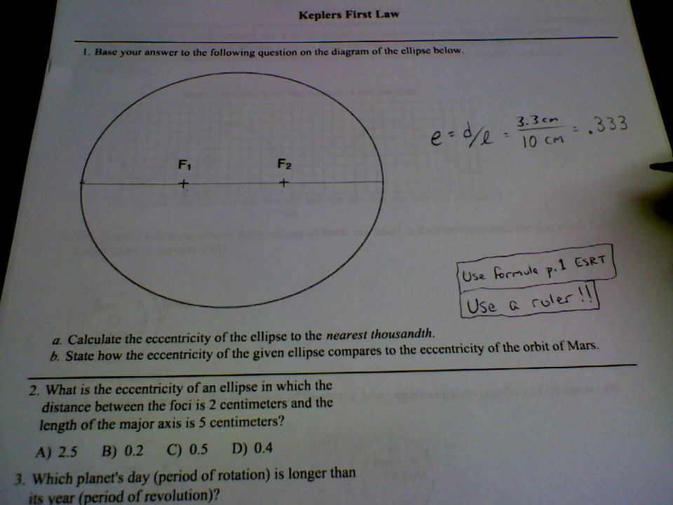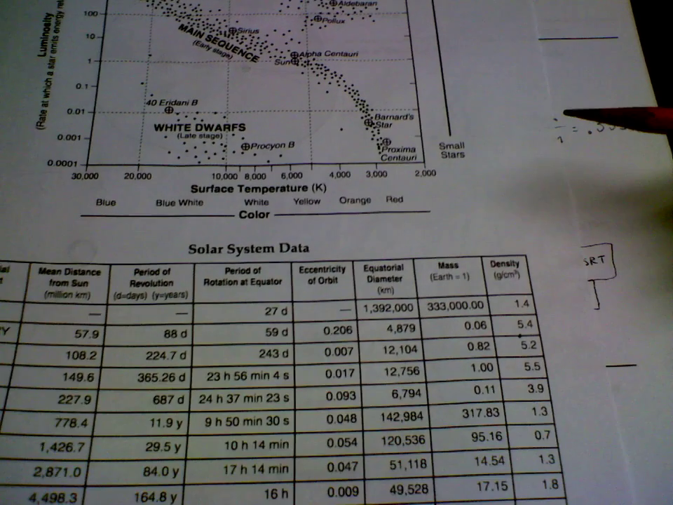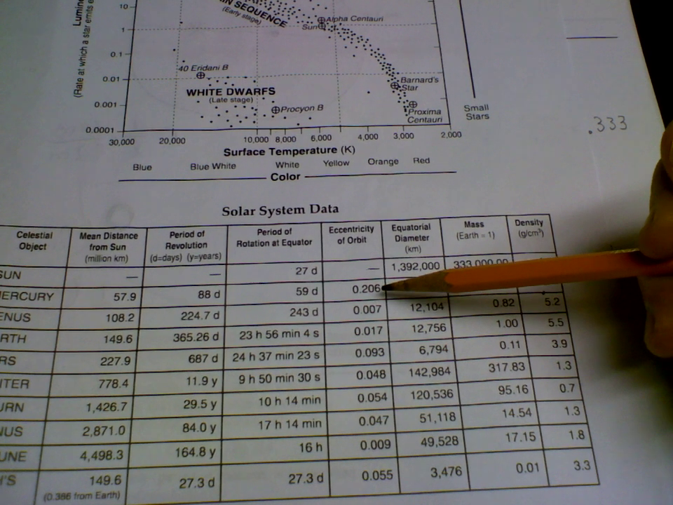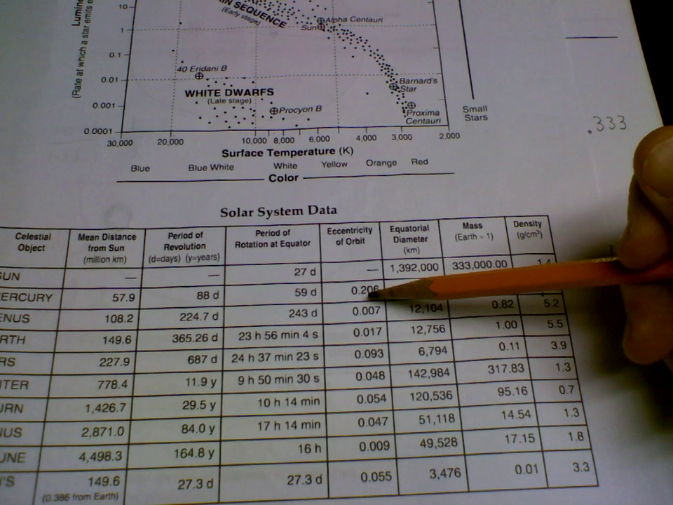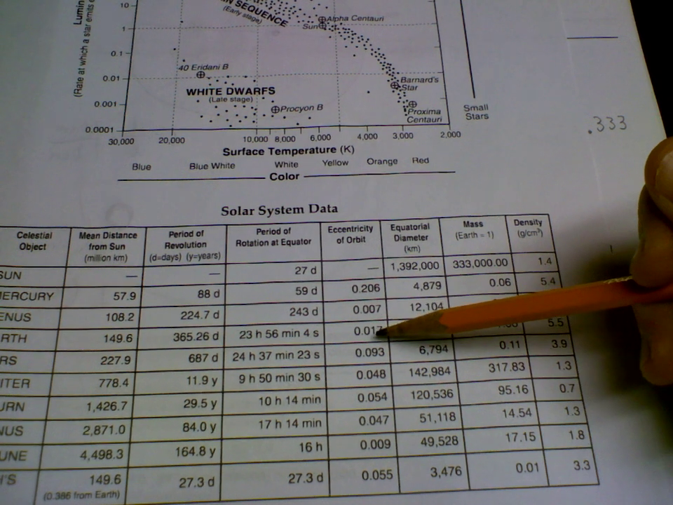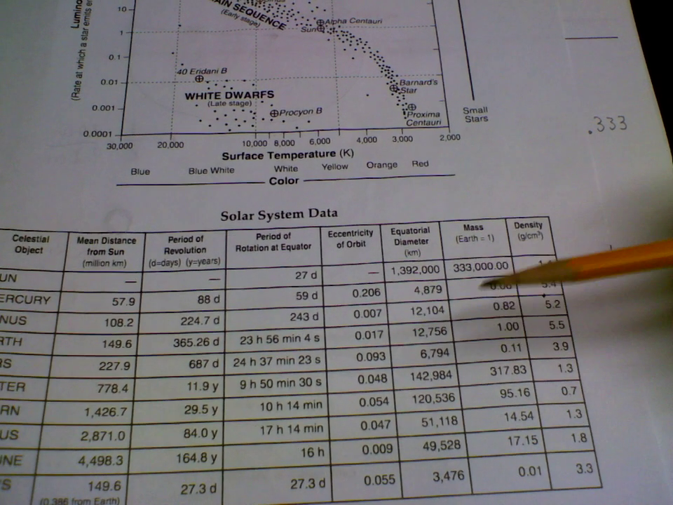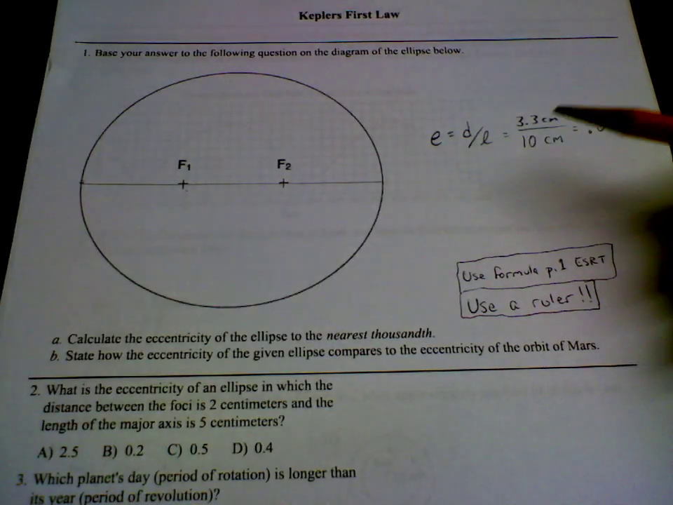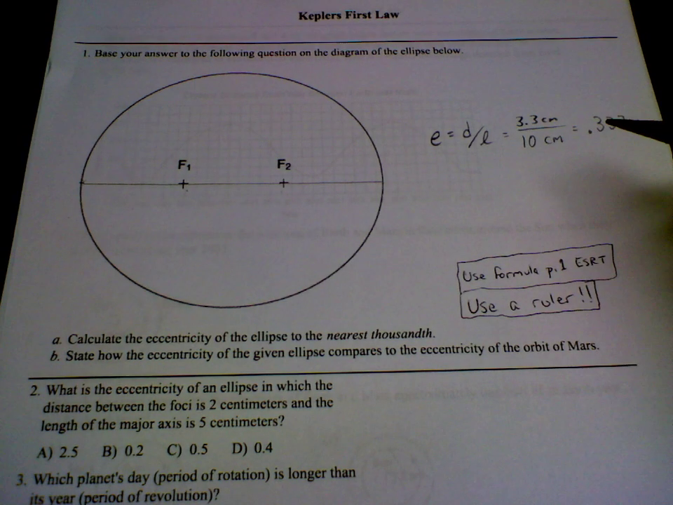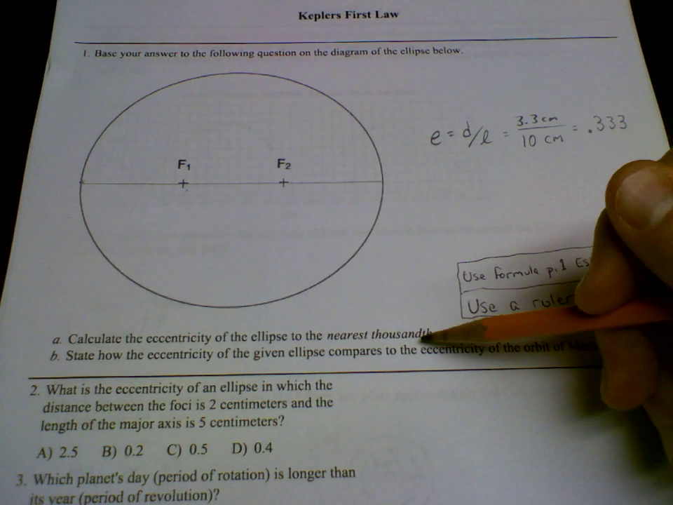And I think, as I told you last week, when you look at the reference table, page 15, at all the eccentricities, just a way to remember how many decimal places to go in, you just look at all the eccentricities here and you can see it's all 3 places in. So that's the answer to part A, calculating the eccentricity of the ellipse. They even tell you the nearest thousandth.